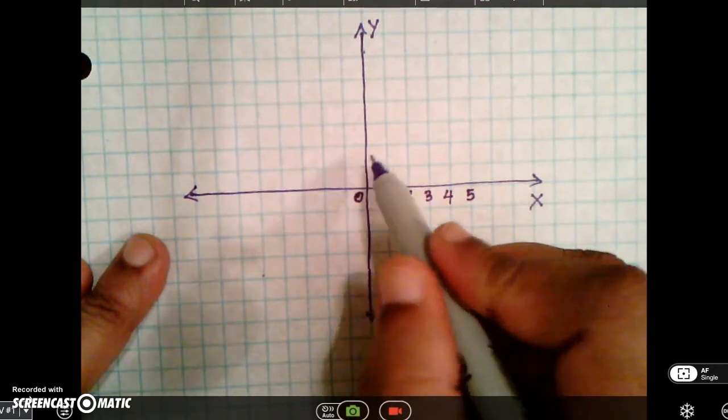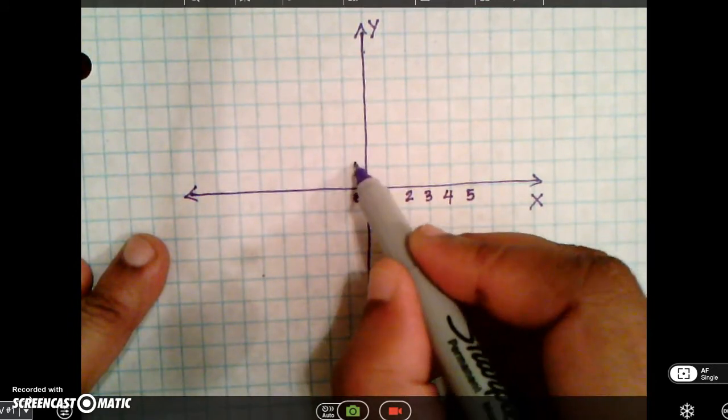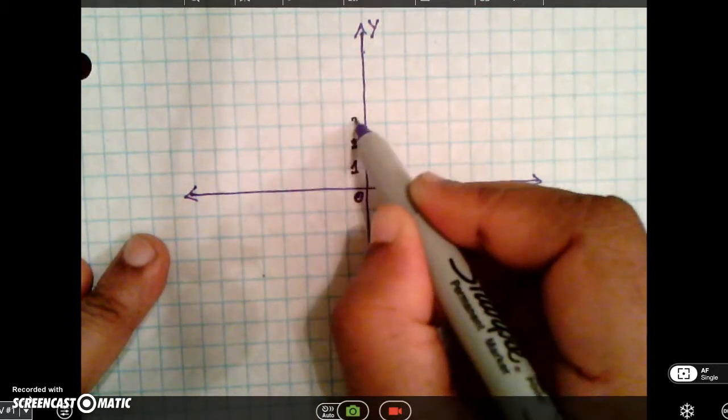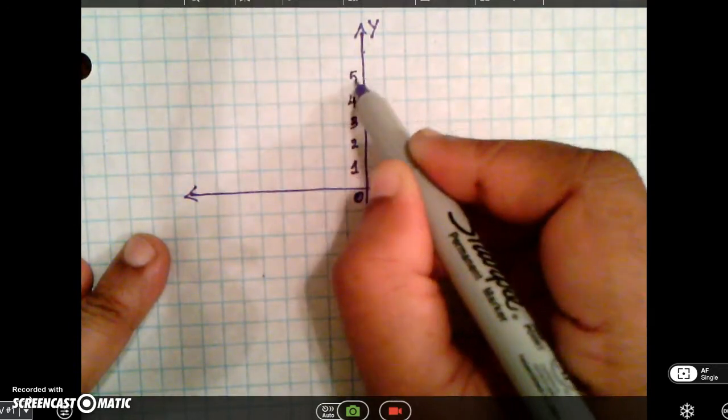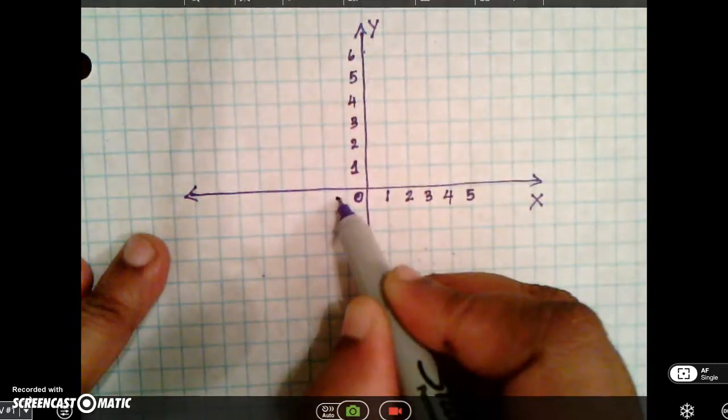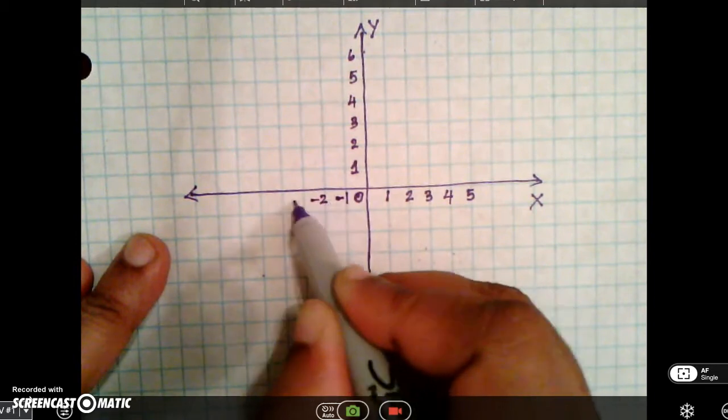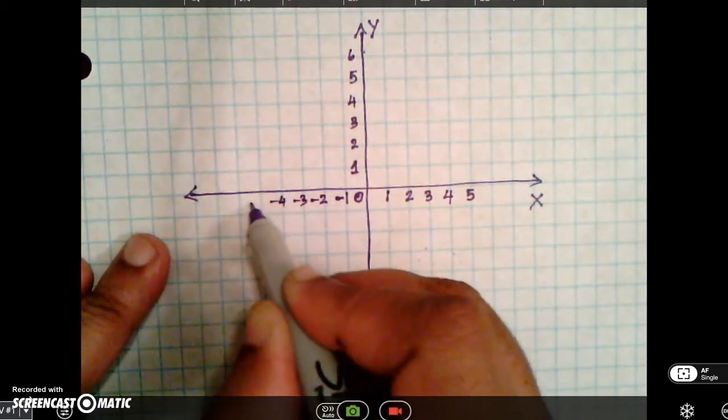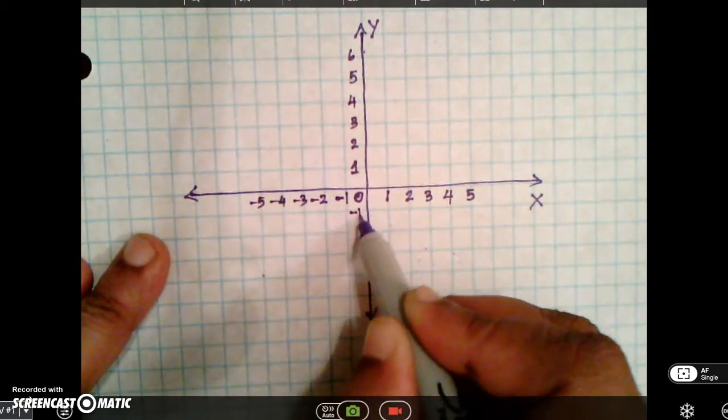Put the numbers on the line instead of in the middle of the box. So you have that 1, 2, 3, 4, 5, 6. That's the negative side of the graph. -4. That's the negative side of the y.